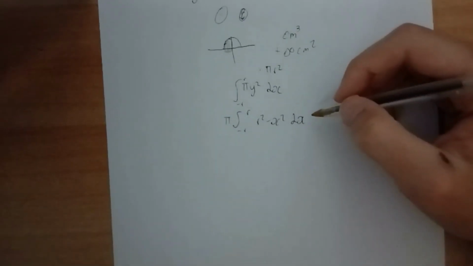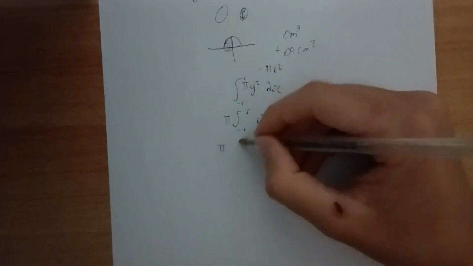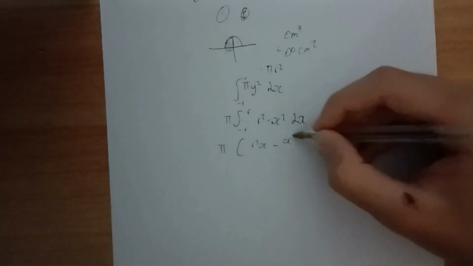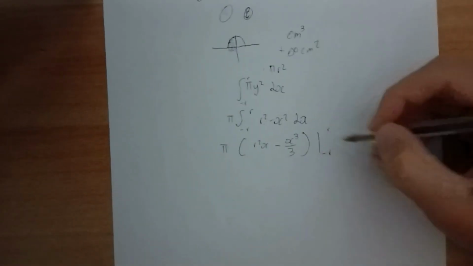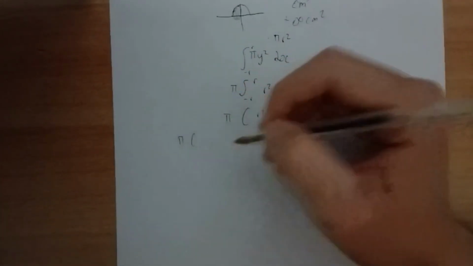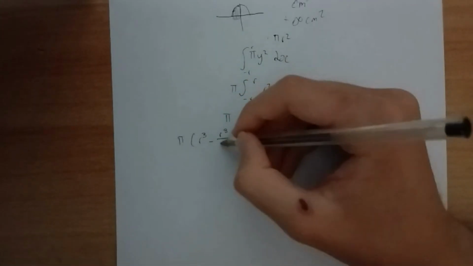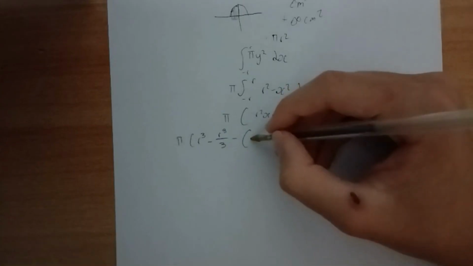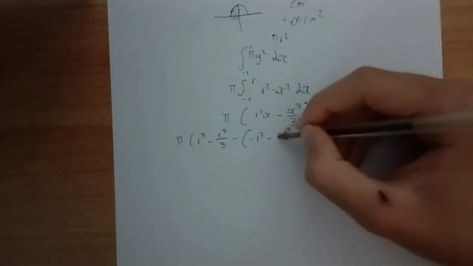This is not a difficult integral. We can essentially just use the power rule. We get pi times r squared x minus x cubed over 3, and then this is just evaluated from minus r to r. So if we evaluate that, we get pi times r cubed minus r cubed over 3, minus, then r squared times minus r, minus minus r cubed over 3.